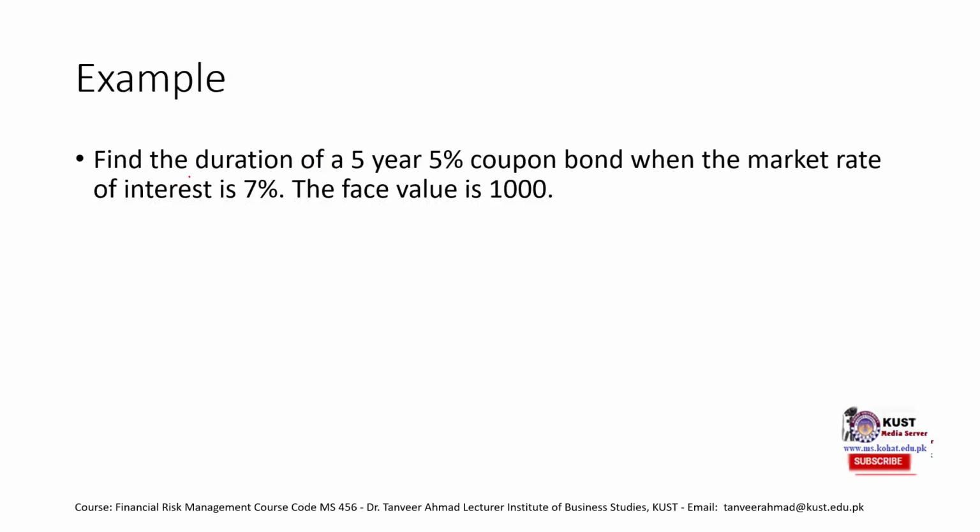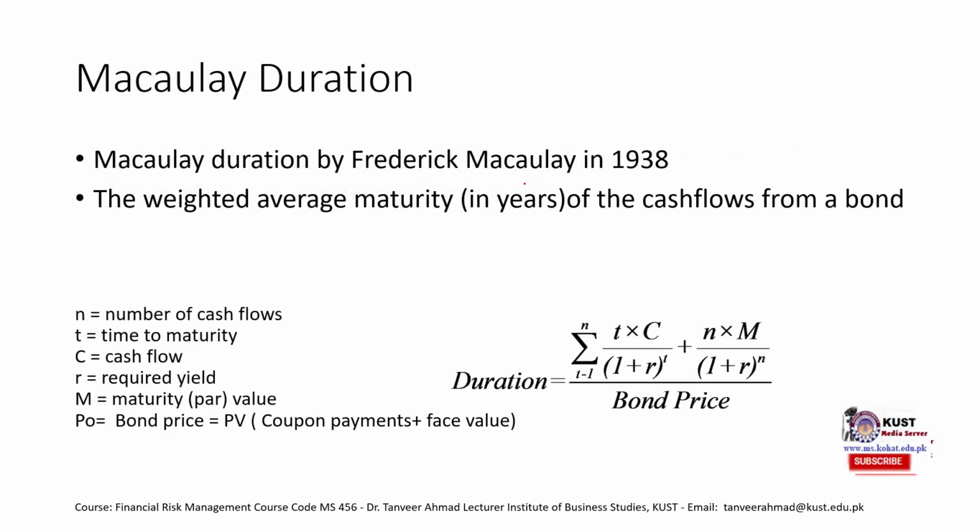So the example is: find the duration of a 5-year coupon bond. This bond matures in 5 years, its coupon rate is 5%, and the current prevailing market interest rate is 7%. So this would be our R. The face value is 1000. Let's go back to the formula.